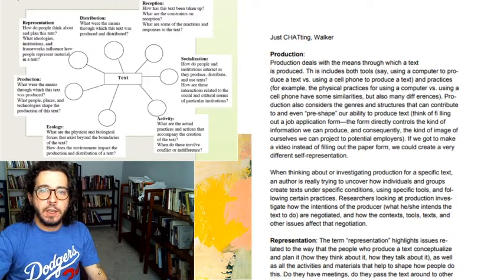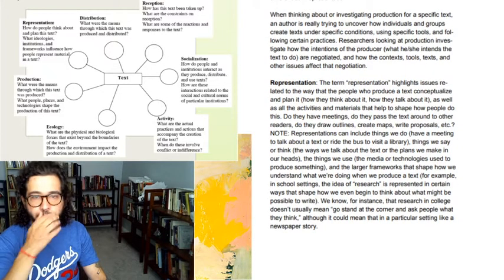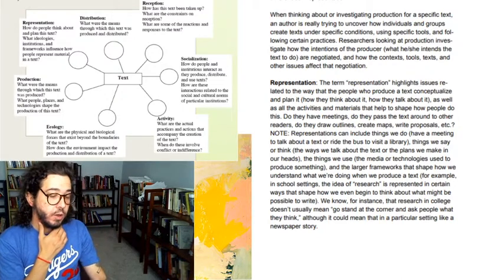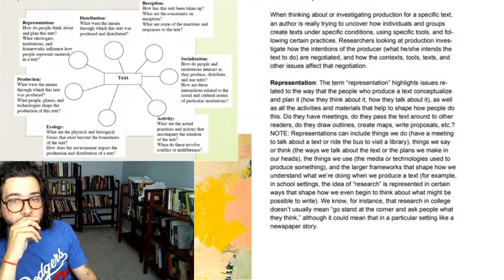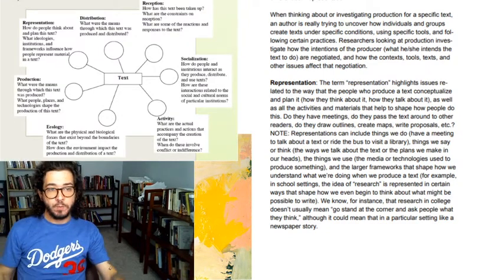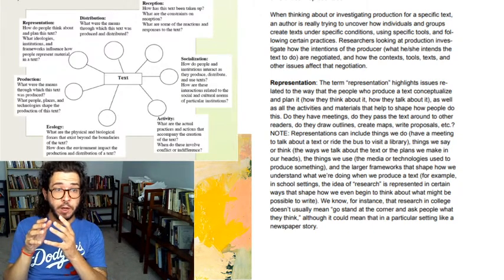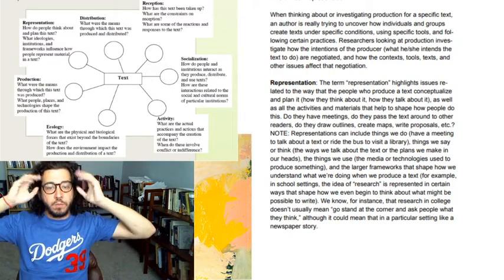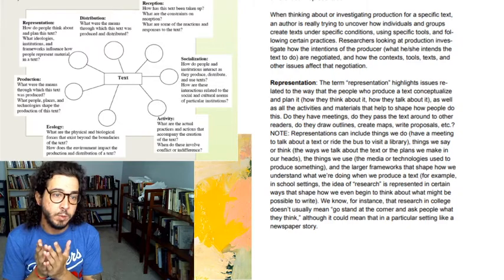So, looking at representation, the term representation highlights issues related to the way that the people who produce a text conceptualize and plan it. So it shows the way in which the organization of the text, the actual production of it, right, when we sit down to make it, is not something that comes out of nowhere, poof. It is something that is itself a part of a process. And some people like to say the end of the process.